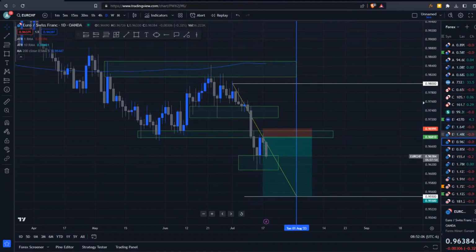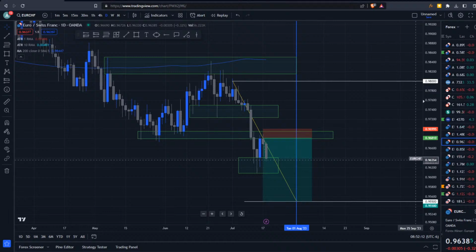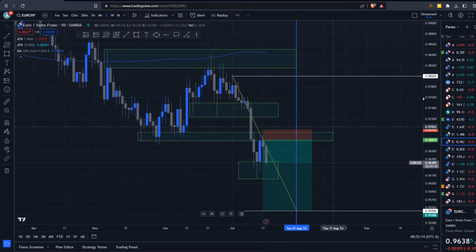I think all the Swiss pairs trade very well, very consistent. I do believe this is a good short, just depending on when you want to enter it and if the R ratio makes sense to you. I think it's a safe short now.